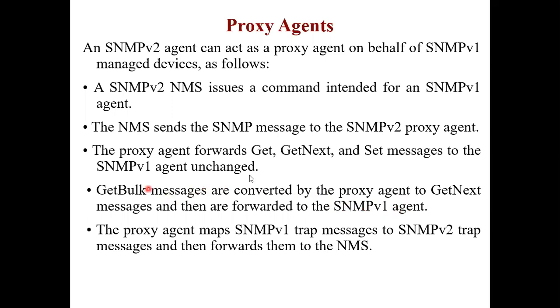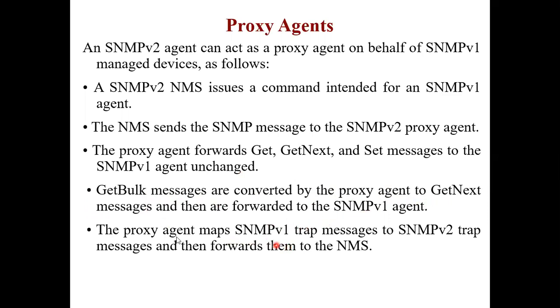Okay, so ये 3 message है, get, get next and set message. Directly it is passed from the proxy agent to SNMP version 1. Okay, then suppose I receive a get bulk message, then what the proxy agent will do, because version 1 does not understand a get bulk message. Okay, so that get bulk message is converted to a get next message, and then forwarded to version 1.